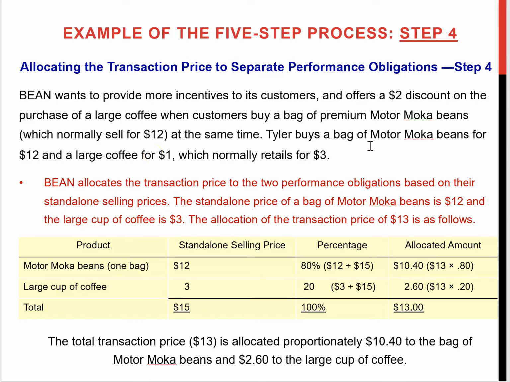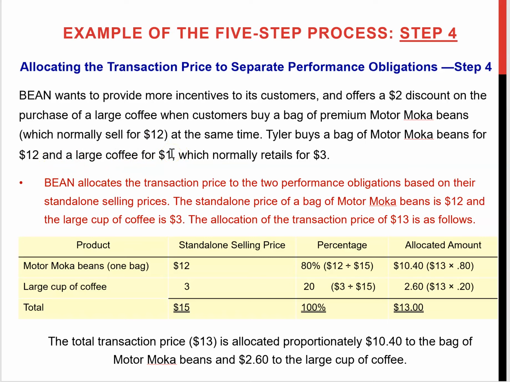Now look here, there are two separate performance obligations. Tyler is purchasing two separate products. One is the large coffee bean bag, another is a cup of coffee. And then you will see that those are purchased combinedly, but they are not apparently interdependent. But if you look at the price, in total, Tyler will pay $13.